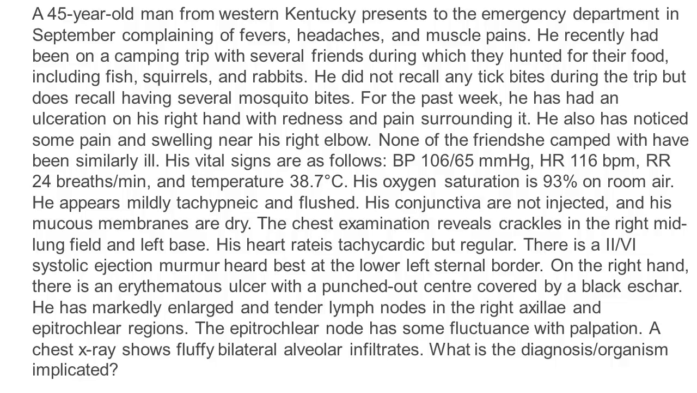For the past week, he has an ulceration on his right hand, with redness and pain surrounding it. He also has noticed some pain and swelling near the right elbow. None of the friends he has camped with are ill similarly. His vital signs: BP is 106/65, heart rate, okay. Do you want to see the X-ray chest or no? So there are enlarged lymph nodes in the axilla and the epitrochlear region, and chest X-ray shows fluffy bilateral alveolar infiltrates. Pause window opens now.